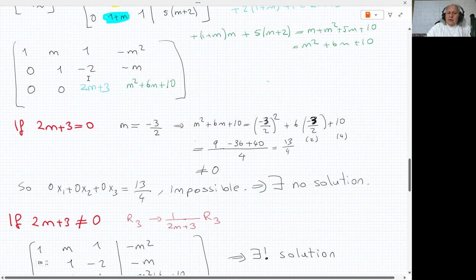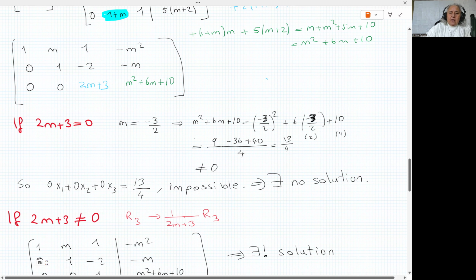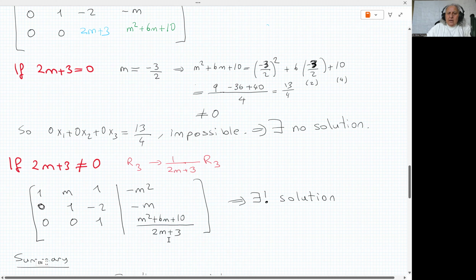Okay, so another possibility is that 2m plus 3 is not equal to 0. If this is the case, we can divide this row by 2m plus 3 to make this one 1, because we want leading coefficients, right? Thus, if we do that, we will obtain 1 here, and we have a rational polynomial here, and we have this case. It has to be a unique solution because we have 1, 2, 3 leading coefficients. It doesn't matter what those numbers are.